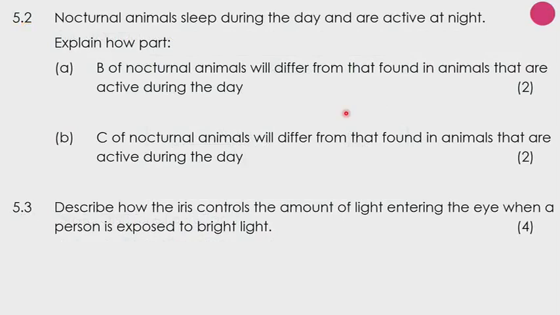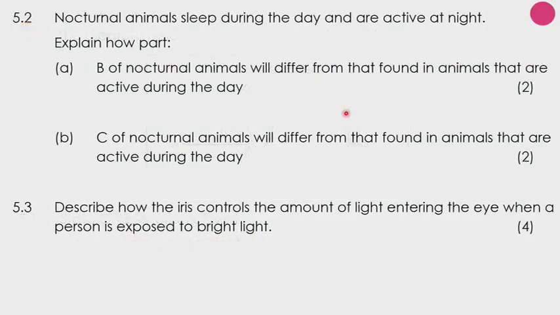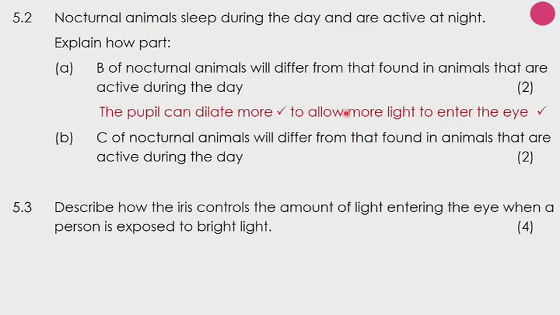They're telling you that nocturnal animals sleep during the day and are active at night, if you didn't know what nocturnal animals are. And they want you now to think about animals that are more active in darker conditions and explain how part B for such an animal will differ. Now, part B being the pupil in this diagram, for a nocturnal animal that's more active in dim light conditions, like Yolandi explained, you want to have as much light entering the eye in those circumstances, so you will actually have a pupil that can dilate even more to allow more light to enter the eye. And that's why you can actually see better at night.